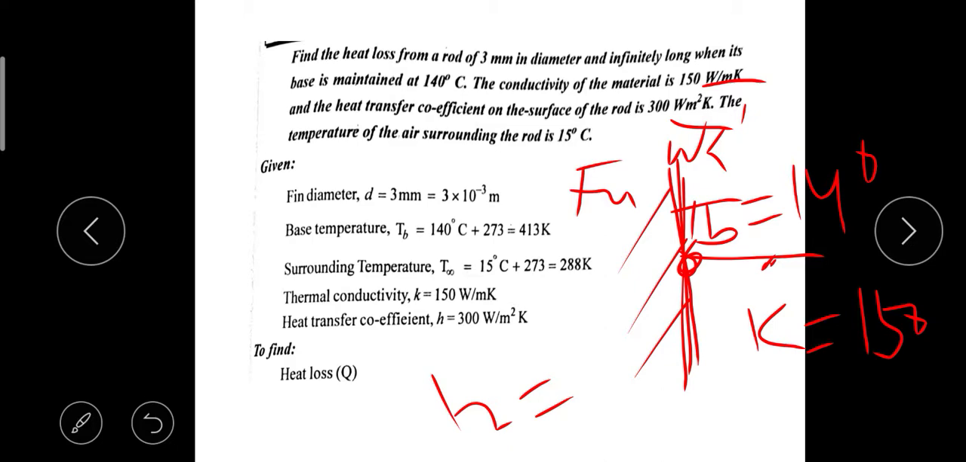Then next, there is a surrounding temperature given in our sum. The outer temperature is denoted T infinity equal to 15. So here are the given dimensions. First the diameter is given. Next the base temperature is given. Then the surrounding temperature, thermal conductivity and heat transfer coefficient. These all are the given data. We are going to find out the heat loss, denoted Q.